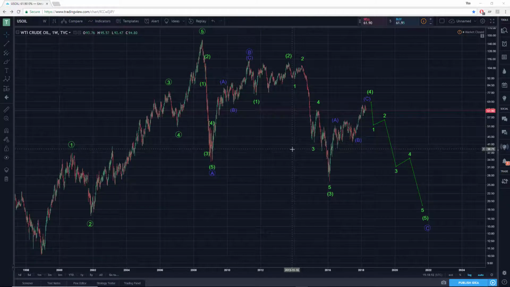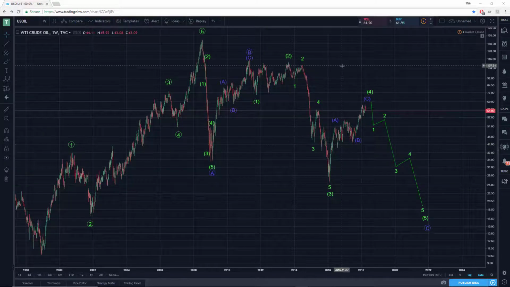But I just thought I'd show you kind of the big picture outlook on crude here, since it is near a significant turning point, if not already at one, on the daily chart there. And then we'll be looking for this weekly chart to develop further as time goes on.